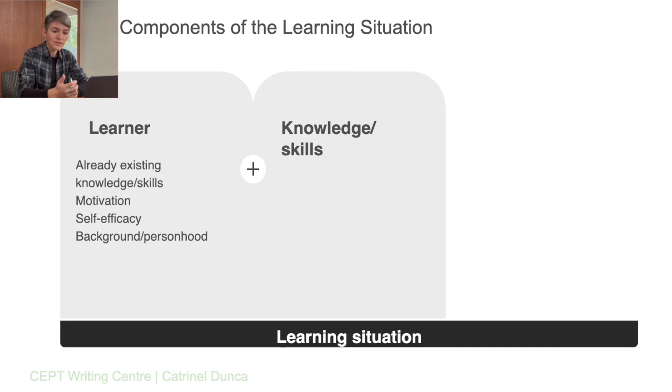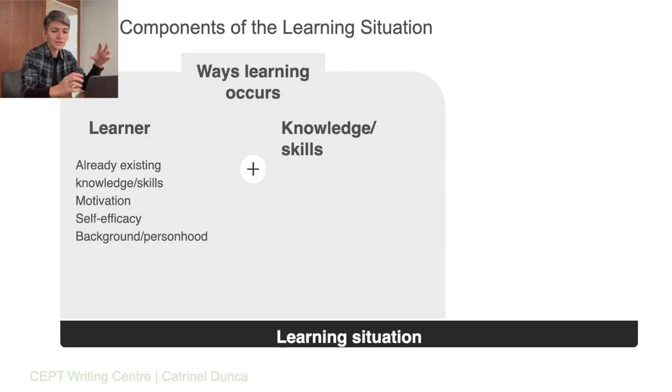So, when it comes to the learner, we need to be aware of their already existing knowledge and skills, but we also have to be aware of the fact that they come with a certain motivation, which they might have or might not, that they come with a sense of self efficacy, that they come with their own background, with their own personhood. And these are aspects which determine the way in which they interact with the knowledge and skills that we are introducing them to.